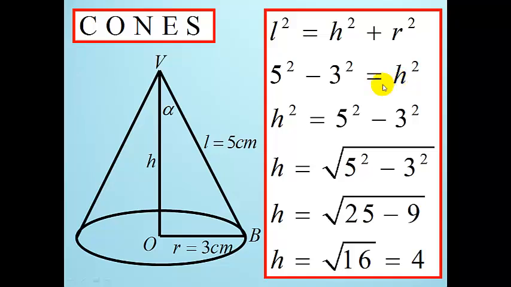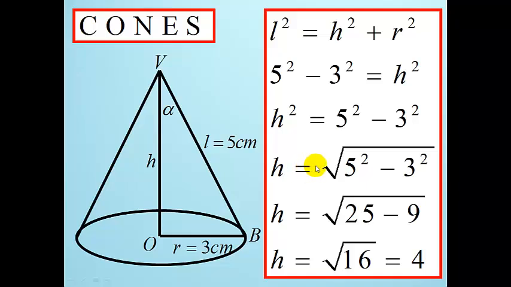Now this can also be written as H square on the left hand side is equal to 5 square minus 3 square. Take note that we are solving for the height, so we need to take the square root of both sides. When we take the square root of H square, we are left with H, and we also take the square root of the right hand side.